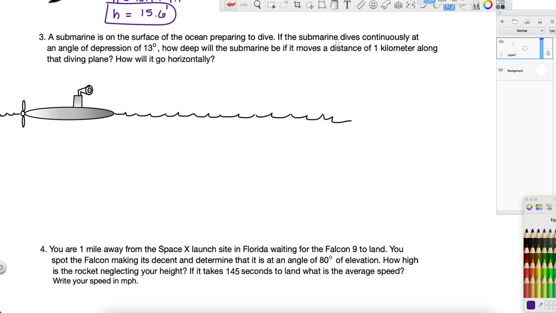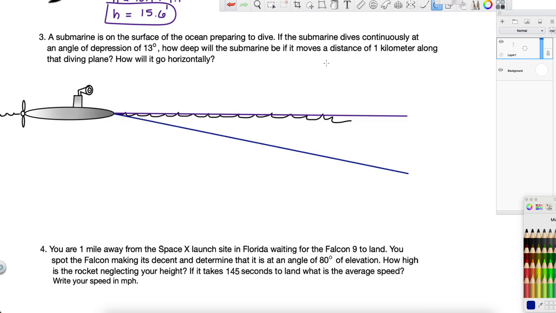So here's our submarine. It's going to dive at an angle of 13 degrees. Okay, so this is horizontal. I'm going to just draw the horizontal. And here's the 13-degree angle of depression right here from the horizontal going down. And it says it's going to move a kilometer along that diving plane. So the diving plane is this line right here that I've made. And it's 1 kilometer.